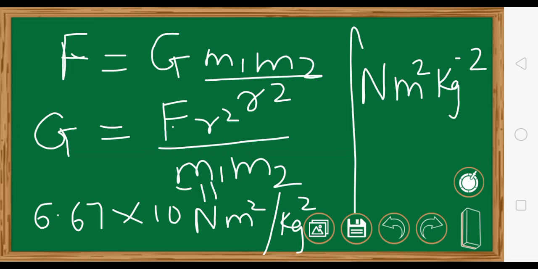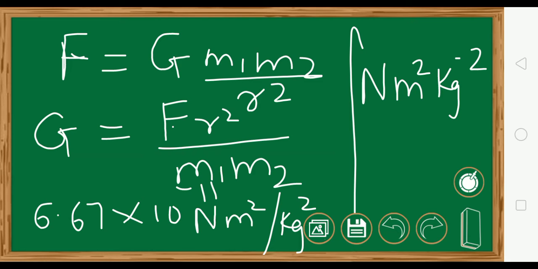Now suppose you take m1 equal to 1 kg, m2 also 1 kg, and r equal to 1 meter, then F will become equal to G. So here you get the definition of the gravitational constant G: it is numerically equal to the magnitude of the force of attraction between two masses of 1 kg each placed at a distance of 1 meter. Then there is one example given, just solving after substituting the values.